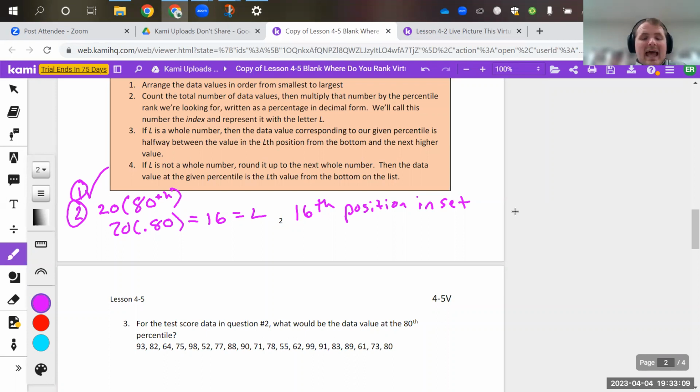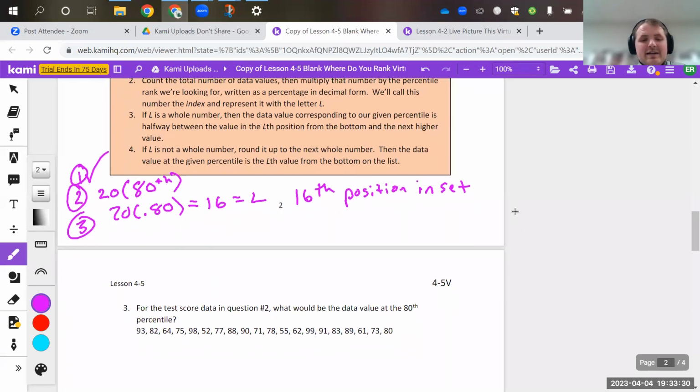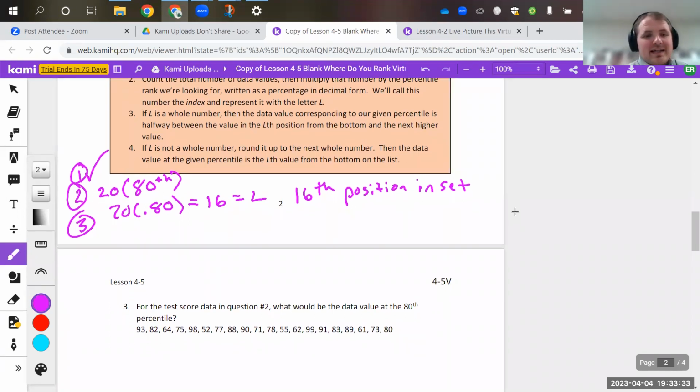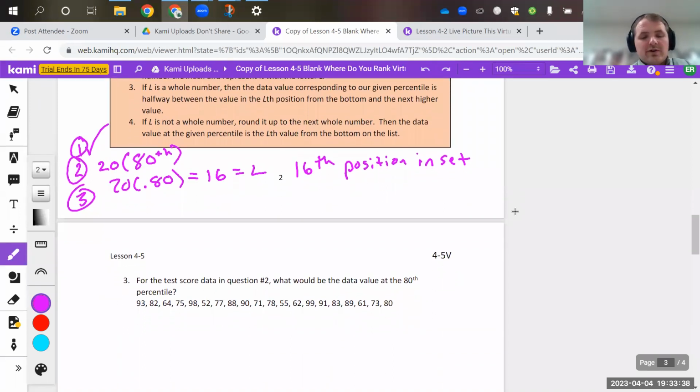So L is a whole number, so we're looking at step three. If L is a whole number, then the data value corresponding to our given percentile is halfway between the value of the Lth position from the bottom and the next higher value. That's super wordy. Again, if L is not a whole number, that's a different scenario, so step 4 doesn't even apply here. So we're just going to look at the 16th position, and then we'll deal with step 3.